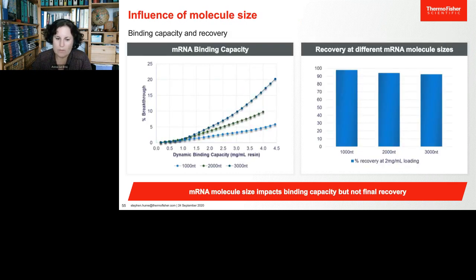About the recovery, depending on the size of the nucleotide, we didn't see really big differences. So you have the DBC here for the different sizes and what you lost in the breakthrough. Most important here is what you recover after the load. In the elution, we could recover almost 90 to 100% for all the sizes. The size does impact the capacity because, of course, the bigger it is, the less you can bind, and there is steric hindrance, etc. But the recovery itself is not impacted. Everything that you bind, you will recover. And that's what we observe with real-life examples.